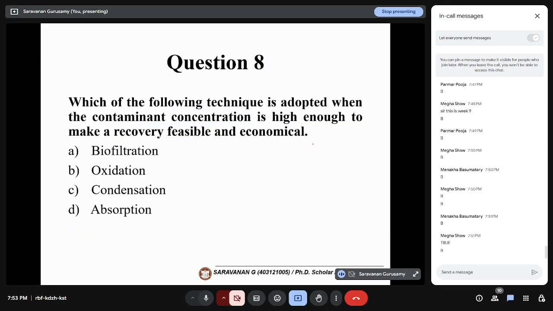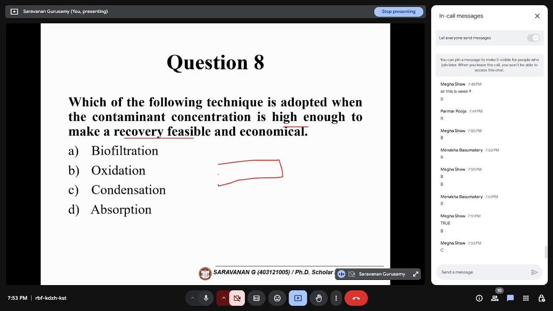Which of the following techniques is adopted when the contaminant concentration is high enough to make a recovery? So we have gaseous pollutant removal techniques like absorption, adsorption, condensation, and oxidation. Why do we have to condense the gas? Because whenever the gas is having a large amount of pollutant that can be recovered and is useful, it should not be emitted into the atmosphere.